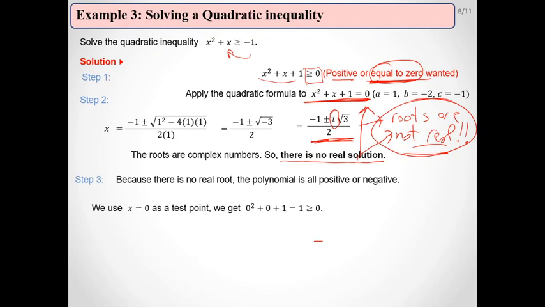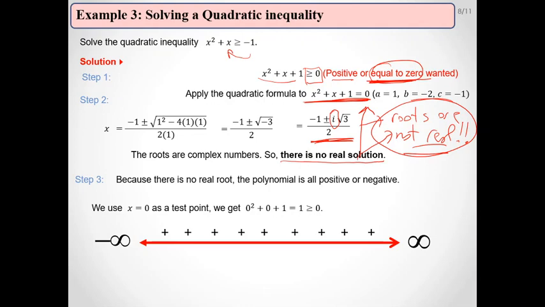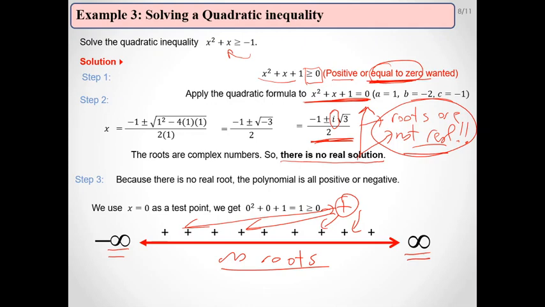Okay, shall we draw the line? Yes, the real line. But this time, no real root here, no roots. So you don't put anything here. It doesn't make intervals. So what you do here is you put minus infinity, infinity, and you say this is positive. So no roots, positive everywhere. Everywhere positive because there is no real root.